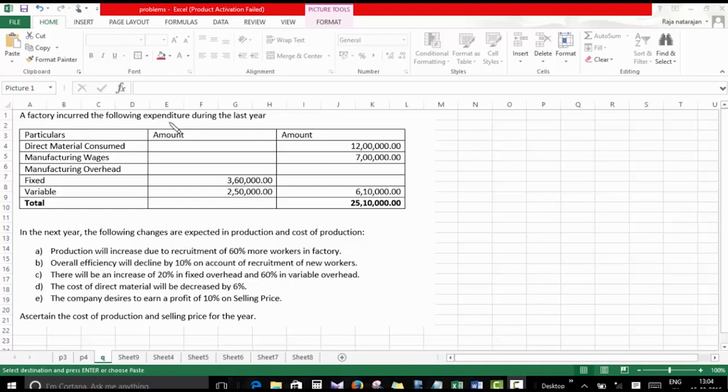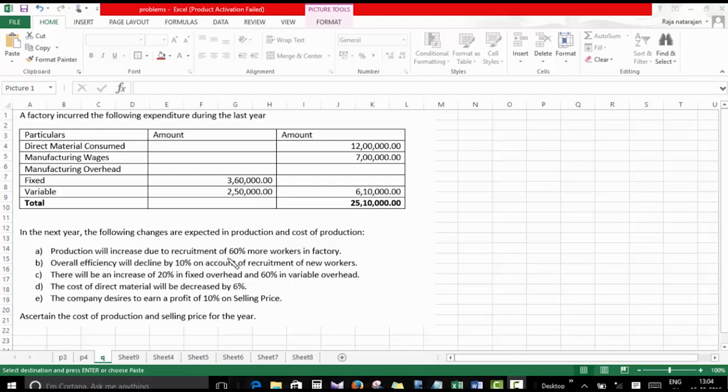Your factory incurred the following expenditure during the last year. You have information about the materials consumed 12 lakh, manufacturing wages 7 lakhs, manufacturing overheads the fixed one is 3 lakh 60,000, variable is 2 lakh 50,000, so total is 6 lakh 10,000 and total cost is 25 lakh 10,000. In the next year, the following changes are expected in production and cost of production.